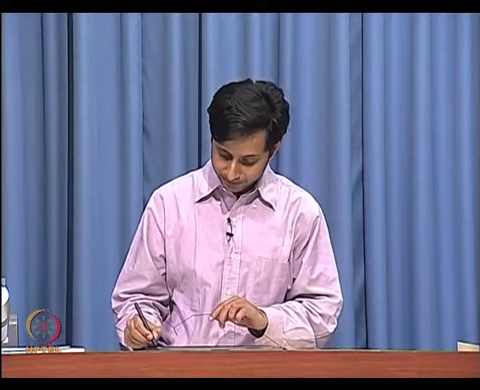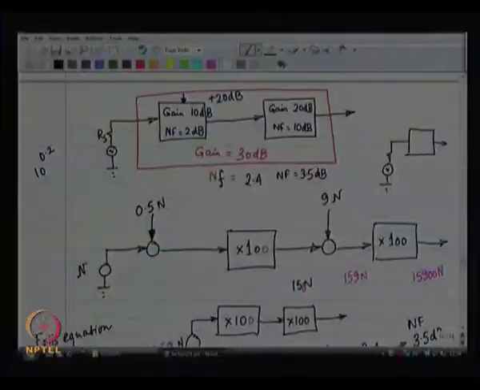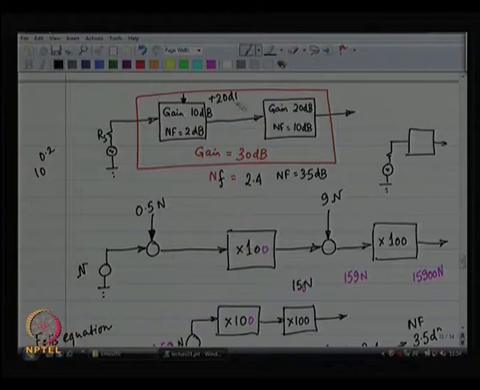What happens if the amplifier does not amplify? What happens if the amplifier, instead of amplifying, makes the signal smaller? Suppose the gain of this first stage, instead of 10 dB or 20 dB, is minus 10 dB. That means instead of multiplying by 10, I divide by 10. So, the overall gain is a multiplication of 100.